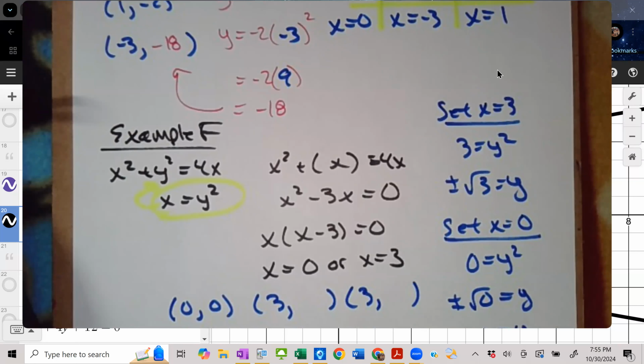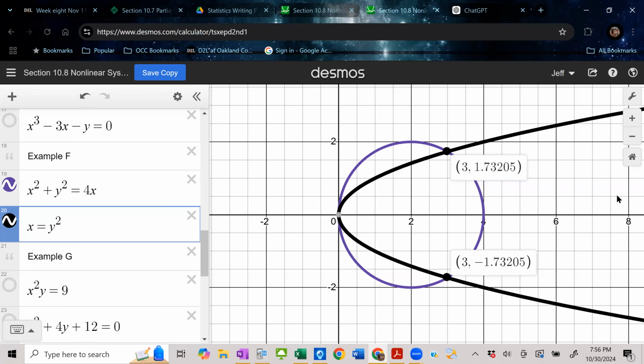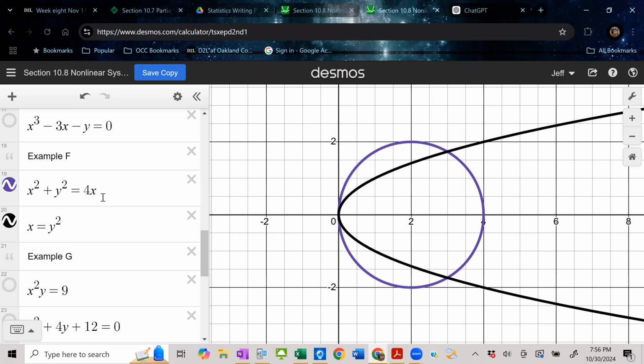I got square root of 3 and negative square root of 3. Three solutions. And once again, all three of these solutions are going to match what you see on Desmos. You can get this out of your graphing calculator. It's just more work. I'm not going to do that one here.